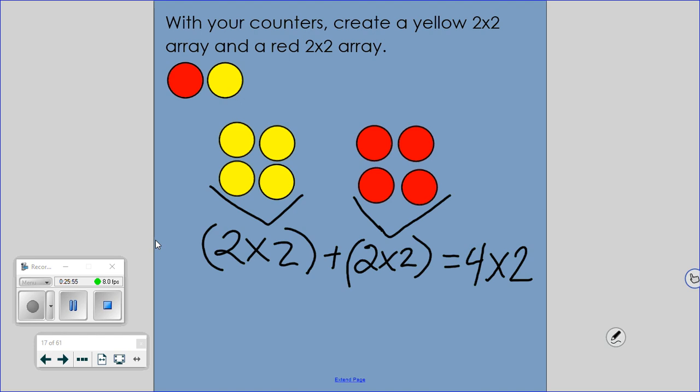Someone remind me, what's the answer to 2 times 2? Hunter, what's 2 times 2? 4. Kylie? 4. What's 4 plus 4? Not a trick question. Bria? 8. Guess what 4 times 2 is? 8. Isn't that neat?